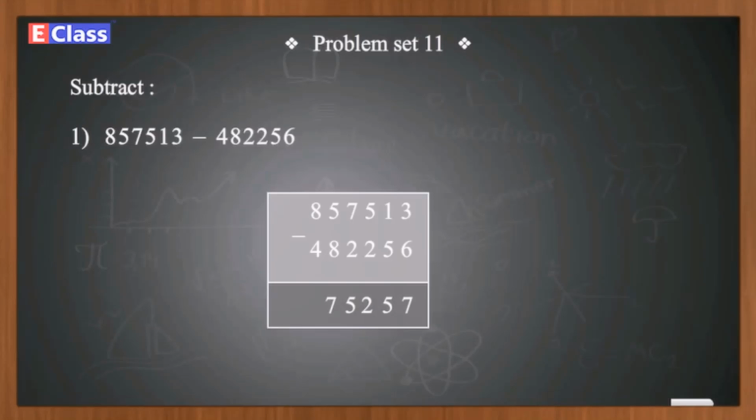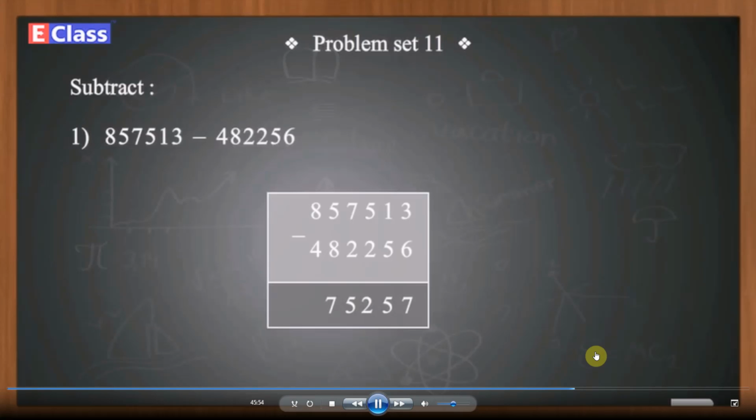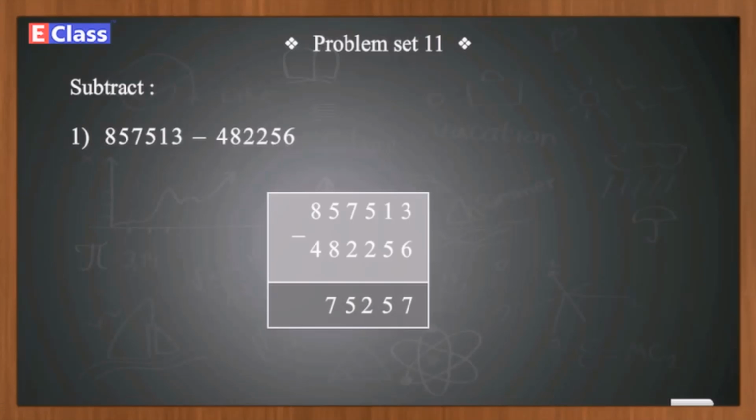Now we subtract the lakhs place. We had borrowed 1 lakh from the lakhs place for the 10,000s place. Therefore, 7 lakhs remain there out of 8 lakhs. We have to subtract 4 lakhs from it. Therefore, 4 lakhs subtracted from 7 lakhs, we get the remainder as 3 lakhs. Therefore, the subtraction is 3,75,257.